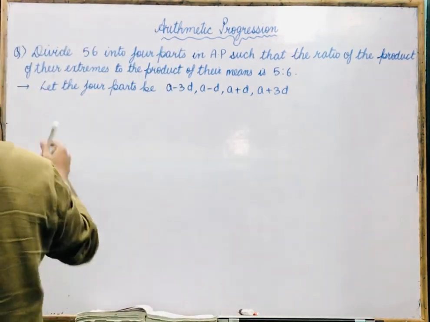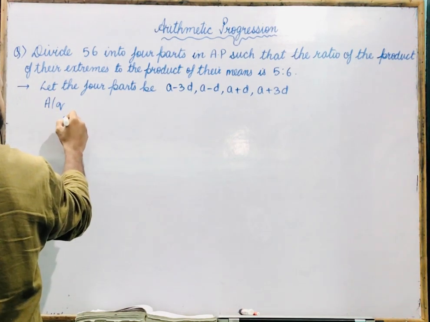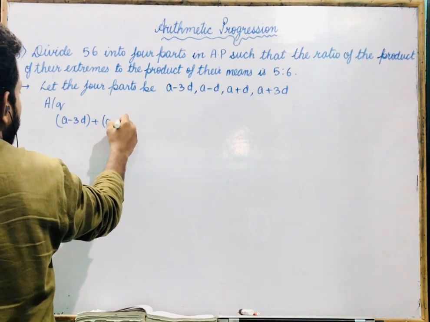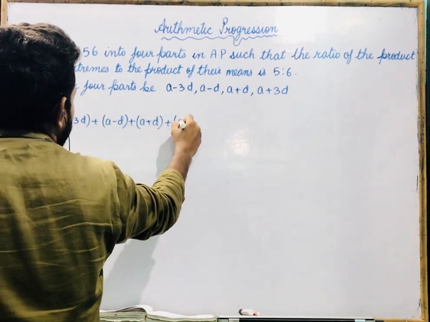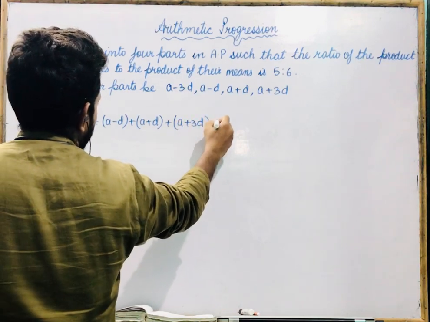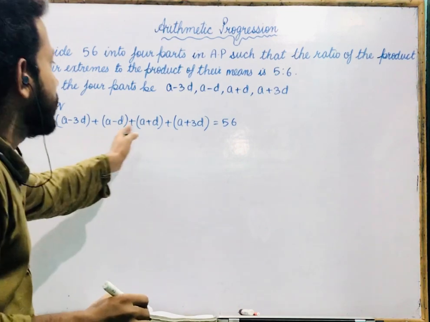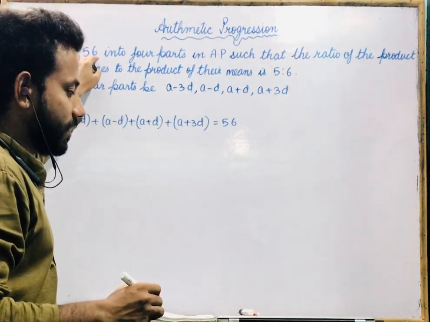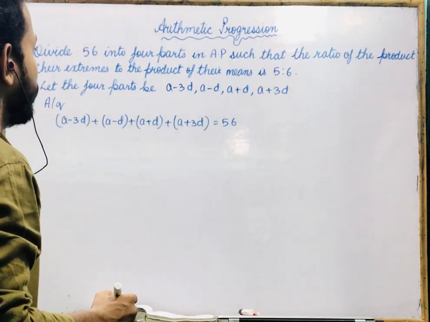So according to the question, we get a first equation: A minus 3D plus A minus D plus A plus D plus A plus 3D equals 56. When you add these 4 parts, you get 56, or not? Students, please respond. Do you get 56?